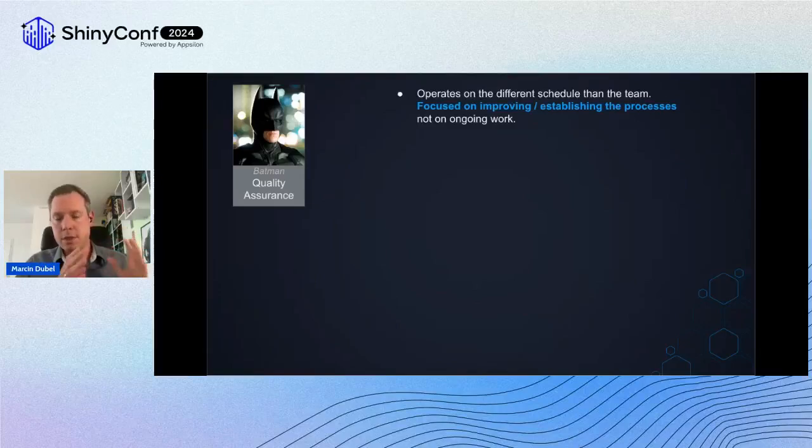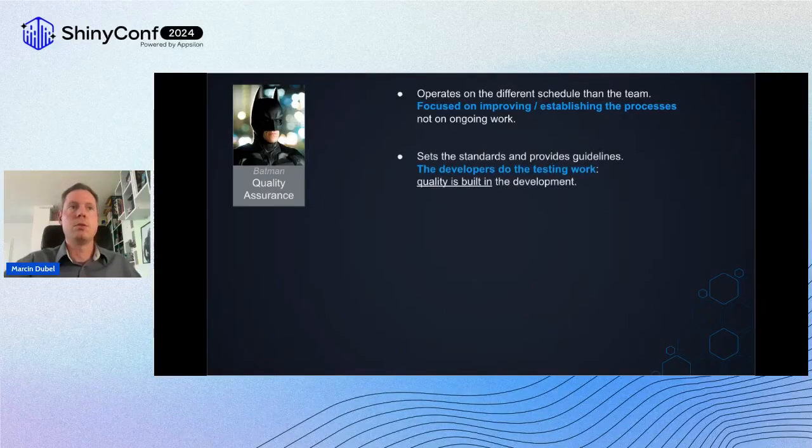So the police department is fighting crime during the day, while Batman is active during the night and solves the most important issues, or the processes, like corruption within the police department. And he is not meant to replace the police or check their work at all. Still, the police officers, the developers, are doing the testing work. Quality is built in the development, but quality assurance sets the standards and provides the guidelines of how to do it. He's the symbol of quality.